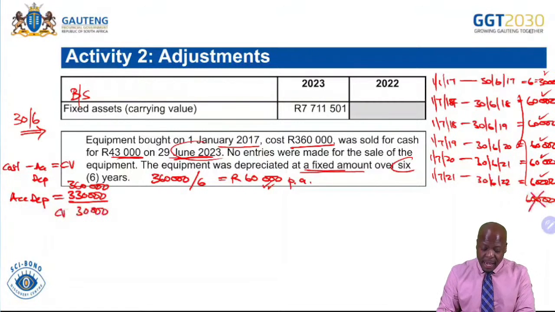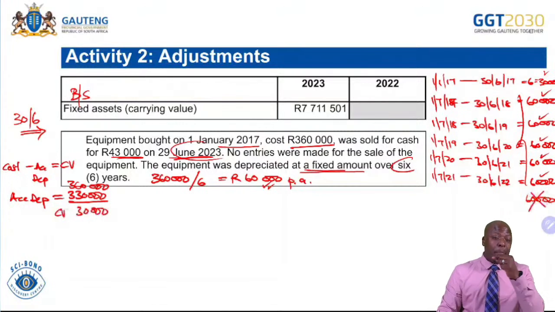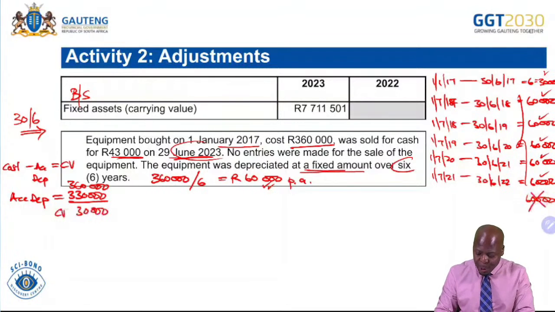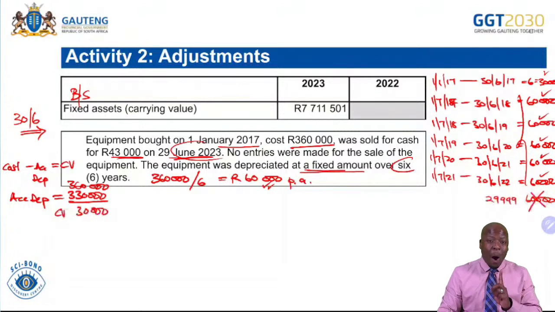That means in this year, when we got to the end of the year, this asset could not lose 60,000 like the previous years. It could only lose 29,999. That means it had now reached the 1 Rand residual value point. Are you still following me? So when we sold it, it only had a carrying value of 1 rand when we sold it.